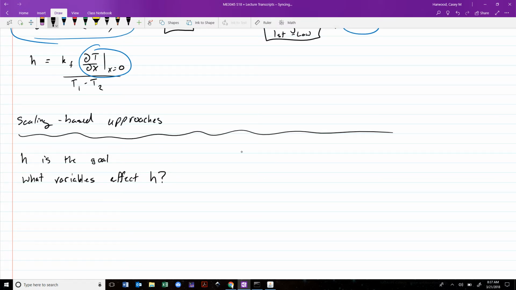Well, we've got the fluid conductivity. That finds its way in right here.